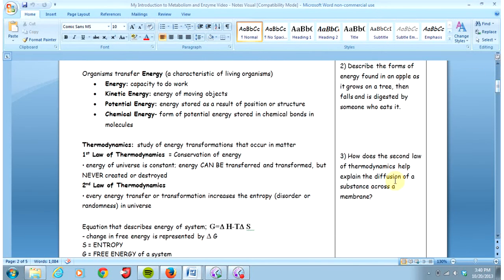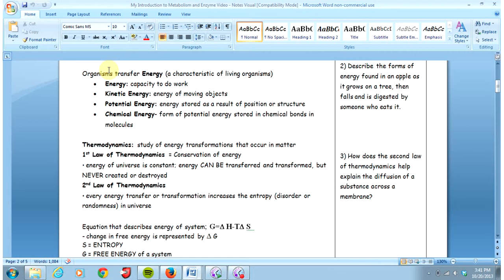Okay. Now we're going to go into the types of energy that can be found within an organism or any object. A really important part of living systems is that they're able to transfer energy from one form to another. It's actually considered a characteristic of life to be able to acquire energy-rich molecules and to break them down. Energy is defined as the capacity to do work or the ability to drive other reactions.